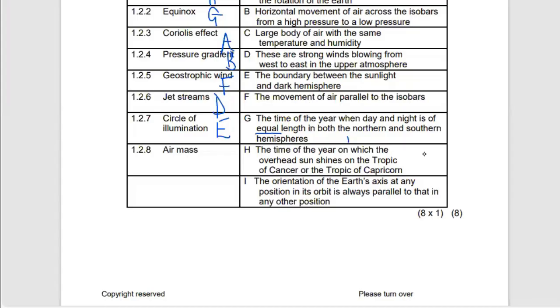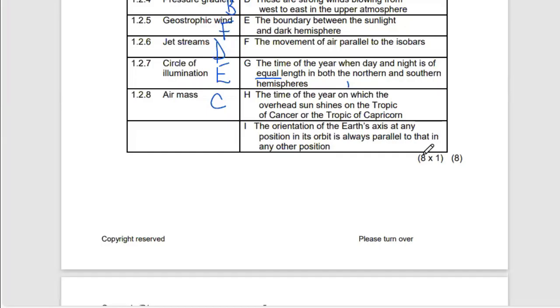So those air masses adopt those characteristics from where they originate. If they originate over the warm oceans, we are likely to have them being warm because of the warmer ocean current, and also having moisture and being unstable. If they develop over the cold oceans, they are more likely to be very cold and without moisture, very stable and more dense. Right. So besides the point, air mass matches with the description at item C, which says a large body of air with the same temperature and humidity. Right. That takes us to the end of question number 1.2.